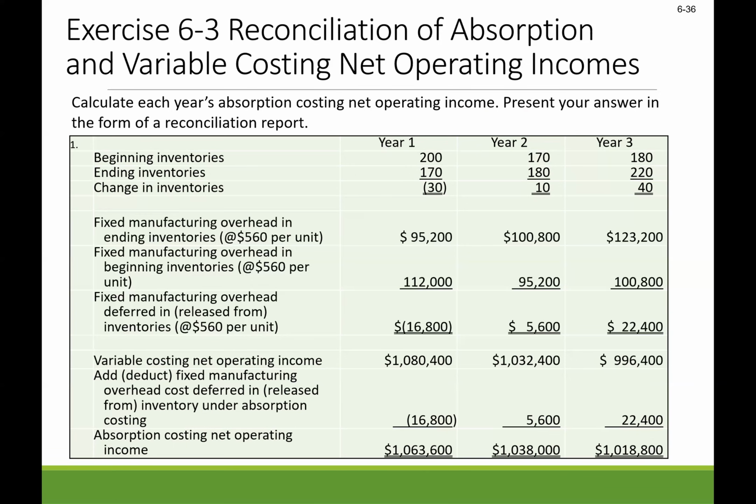In year 2, we sold less than what we produced. Since we sold less than what we produced, then under absorption costing, we will add that amount of fixed manufacturing overhead that is still sitting in ending inventory.